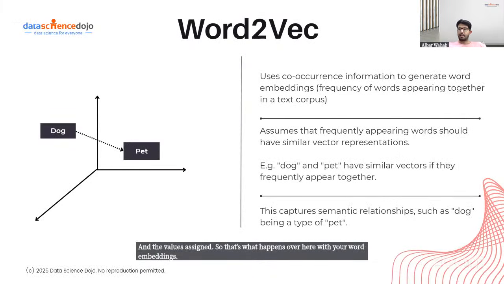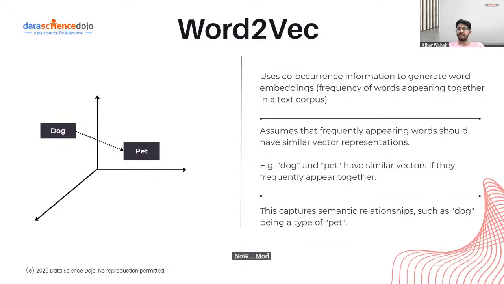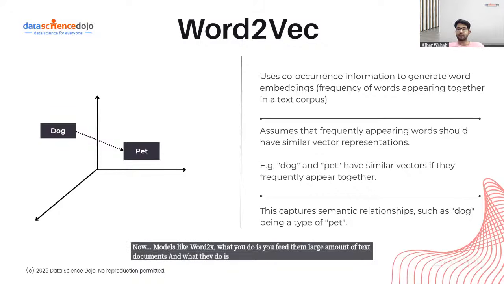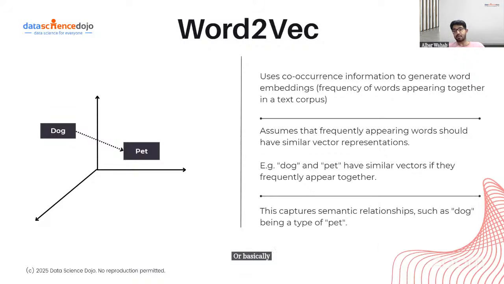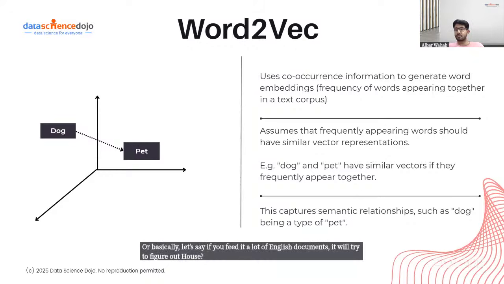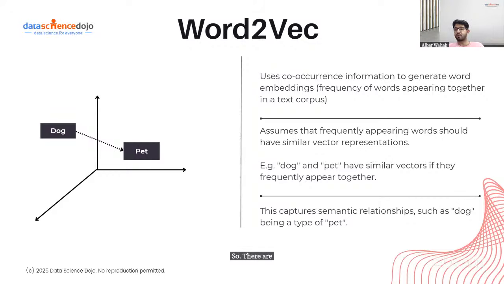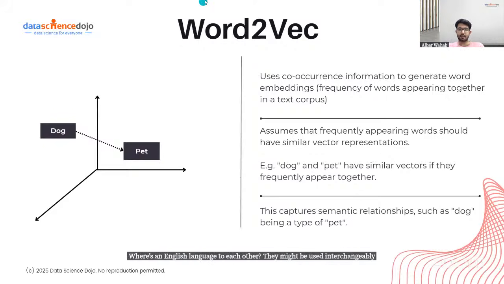Now, models like Word2Vec, what you do is you feed them large amounts of text documents, and they automatically extract the patterns present within those text documents. Let's say if you feed it a lot of English documents, it will try to figure out how similar different words in the English language are to each other. They might be used interchangeably.